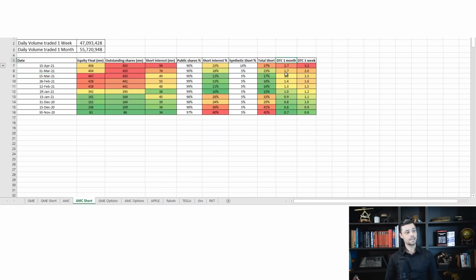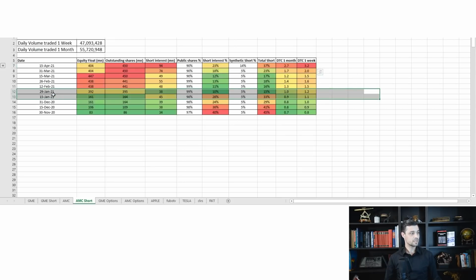This is the meaning. It's basically how many days it's going to take to cover the shorts if they trade roughly the average volume. So you can take the average volume on 1 month or on 1 week. If you take the average volume on 1 month and you assume that they need to cover the 23%, so the 94 million short shares, this is going to take them roughly 3 days. And if you use the 1 week data, like here, this is going to take them 3.2 days. All right. And we can see that this is starting to get hot. We are getting closer to some dangerous levels.